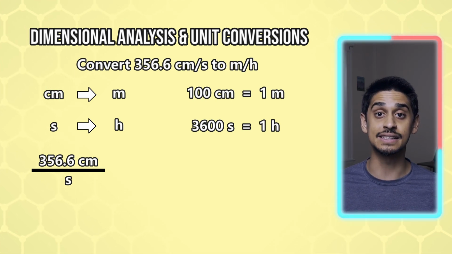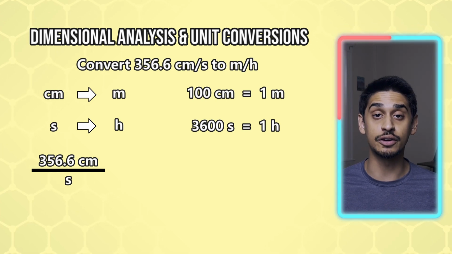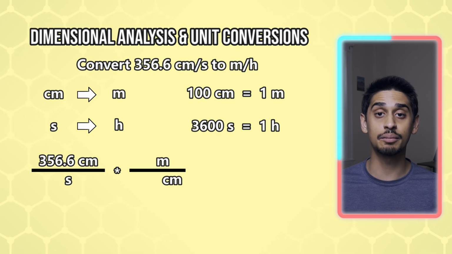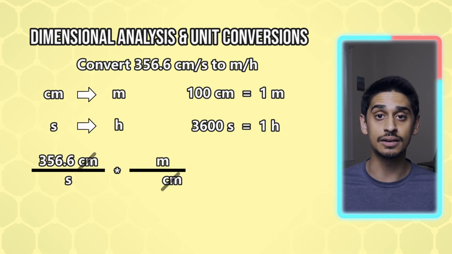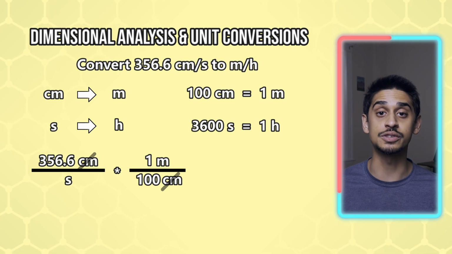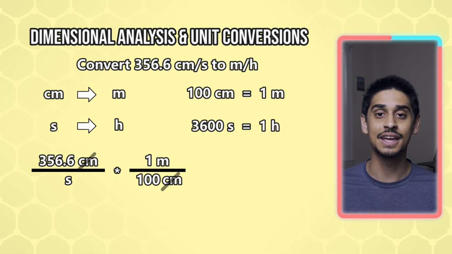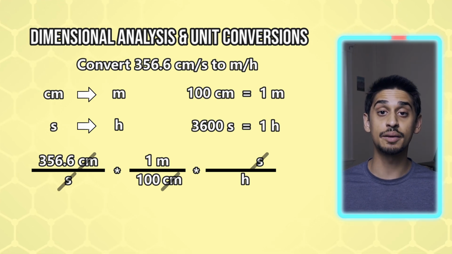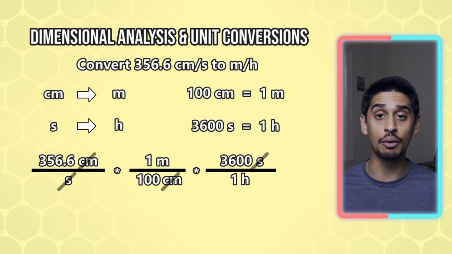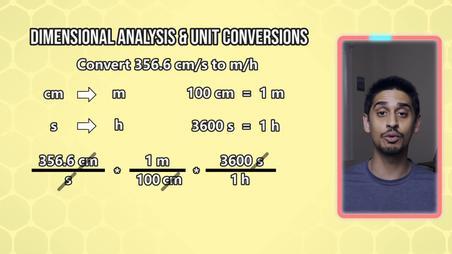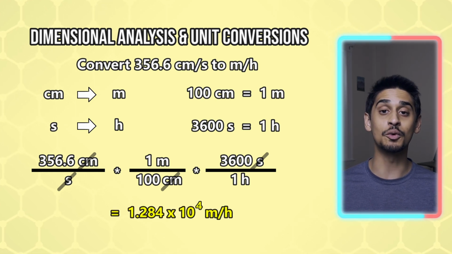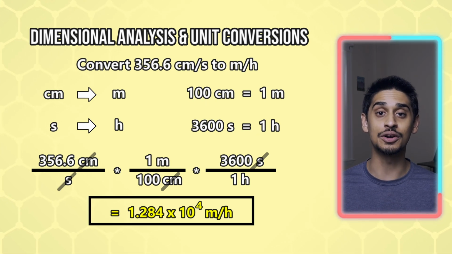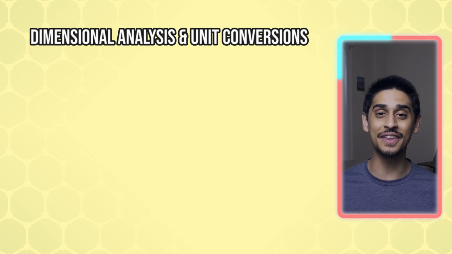Third, we'll go ahead and multiply by our conversion factor. We'll convert the length dimension first, and to do so we need to put centimeters in the denominator and meters in the numerator. So we'll multiply by 1 meter over 100 centimeters. We'll convert the time dimension next, and to do so we'll put seconds in the numerator and we'll put hour in the denominator. So we'll multiply by 3,600 seconds over 1 hour. Last, we'll calculate our final answer and retain 4 significant figures in our final answer. We end up getting 1.284 times 10 to the 4th meters per hour for our final answer. Alright, let's do one last example.